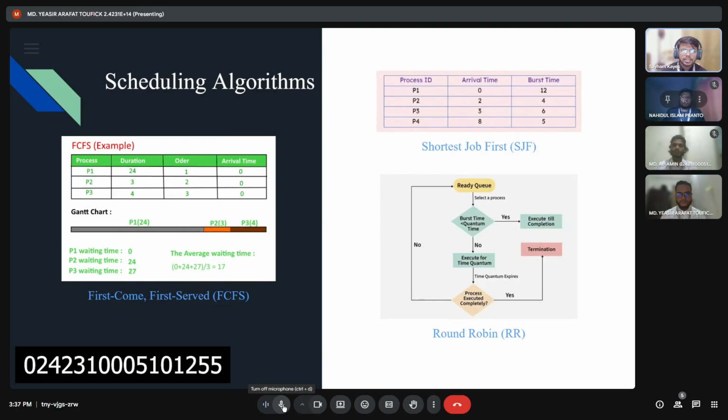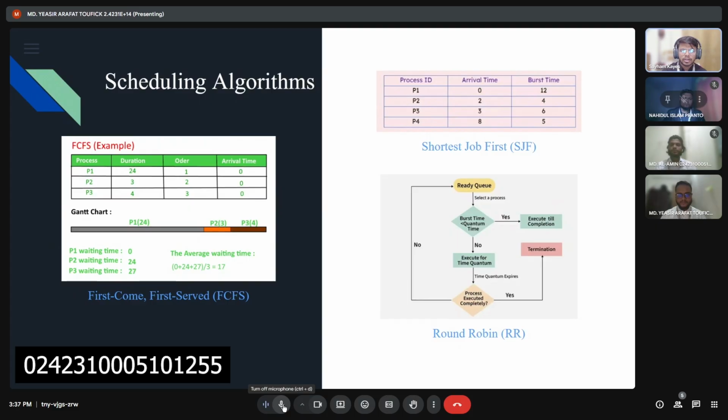However, it is practically limited, because it's impossible to know the exact length of a process's next burst ahead of time. It's often approximated or used in a preemptive version called SRTF, shortest remaining time first. So we can also use the SRTF algorithm instead of the SJF algorithm.